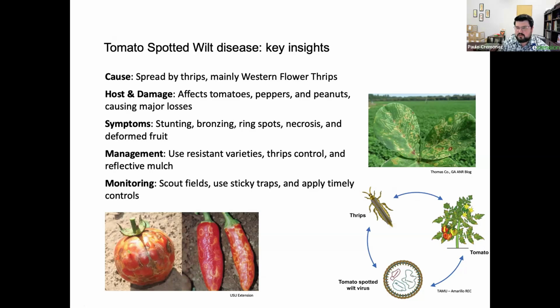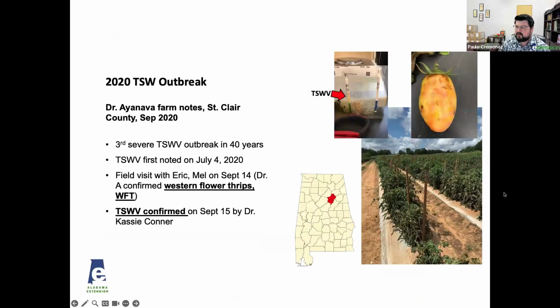A little bit of the damage, the management: resistant varieties are the first line of control. Reflective mulch can also be used and is usually very effective as a first line of defense. For monitoring, you have to actively scout fields, use sticky traps, and apply timely controls. So I'll talk about a little bit of that later.